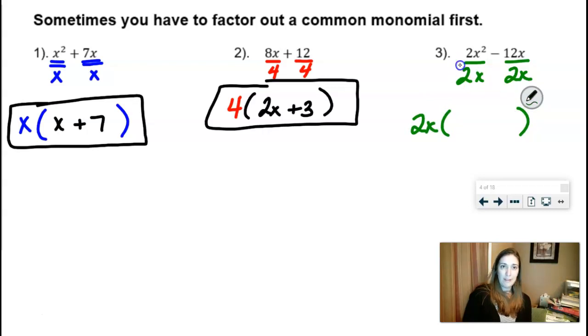And then think about what do we have left? Well, 2x squared divided by x would still leave you with a 1x. I'm just going to write x. And then 12x divided by 2x is a minus 6.